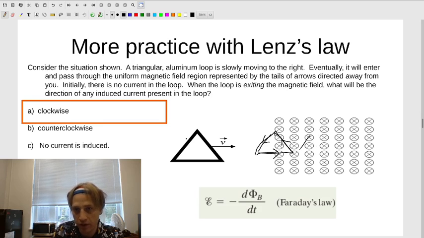Now, when my triangle is totally inside that magnetic field, it's a constant magnetic field, so the magnetic flux will not be changing. So here's my I as I'm entering.